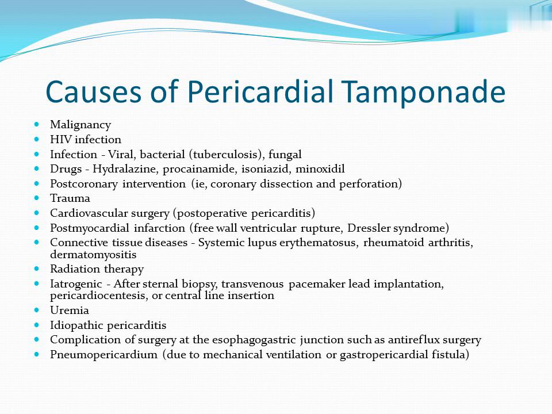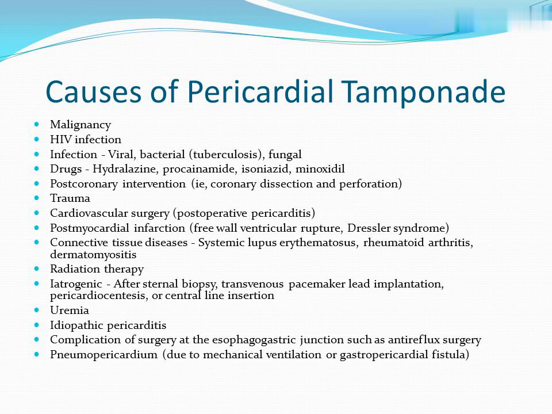Causes of pericardial tamponade: malignancy, HIV infection, infection (viral, bacterial, tuberculosis, fungal). Drugs: hydralazine, procainamide, isoniazid, minoxidil. Post-coronary intervention, such as coronary dissection and perforation. Trauma. Cardiovascular surgery, postoperative pericarditis. Post-myocardial infarction: free wall ventricular rupture, Dressler syndrome.